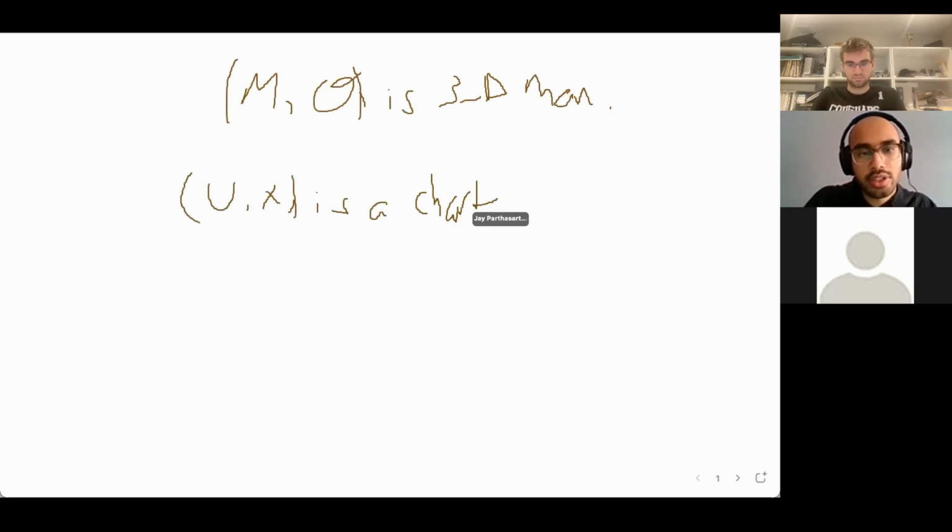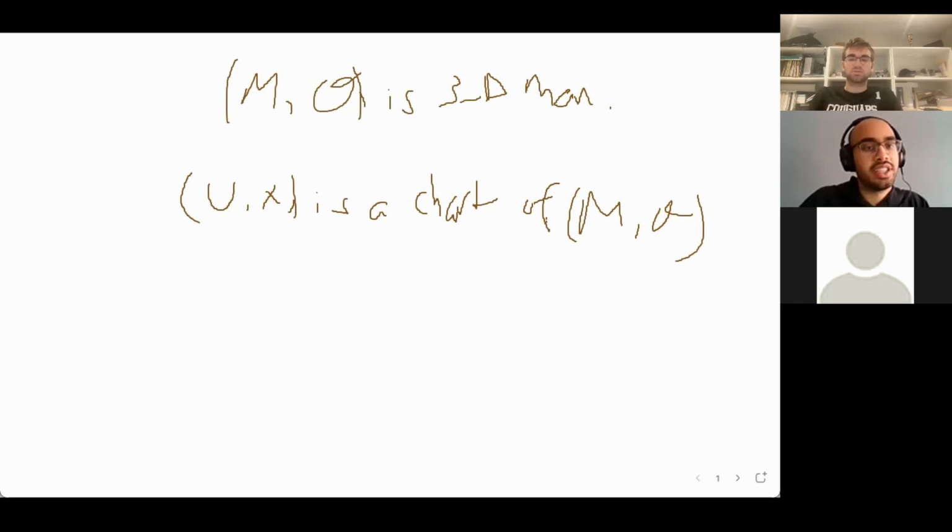I think it is a chart. I think you have to say of the topological space, right? Like of M, O, right? You can't just say it's a chart. You have to say it's a chart of M, O, right? Does that make sense or no? I'm trying to see why.